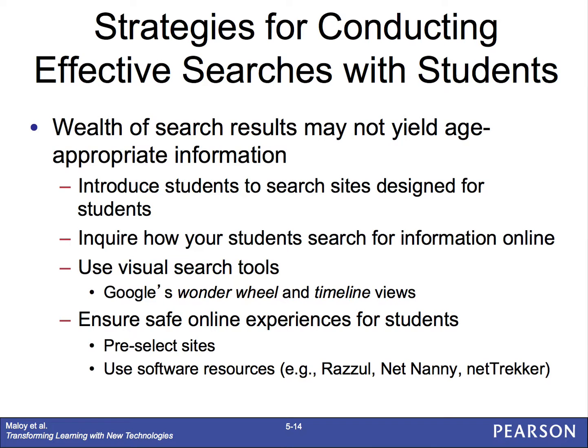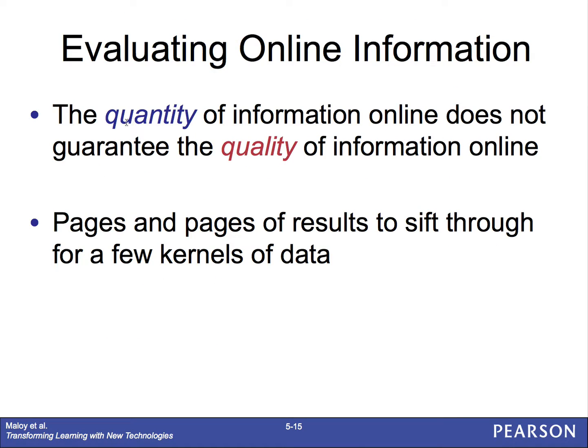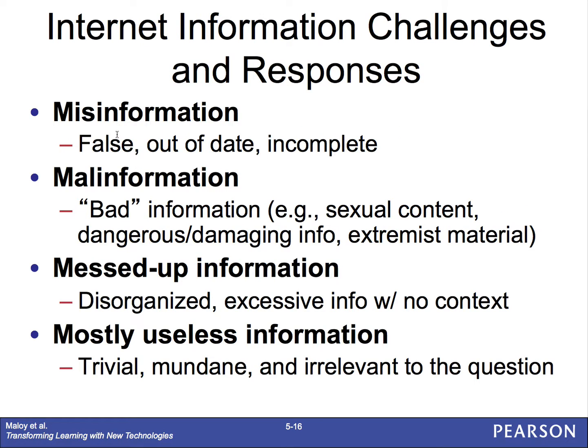Evaluating information. It's the quality of information. The quantity of information is great, but that does not guarantee quality of information. We know that. We can sift through pages and pages and pages of stuff and just find a few kernels of good data out there. We have misinformation, malinformation, messed up information, and mostly useless information. And you've probably all been victims to these things, so I'm not going to go into those too much.